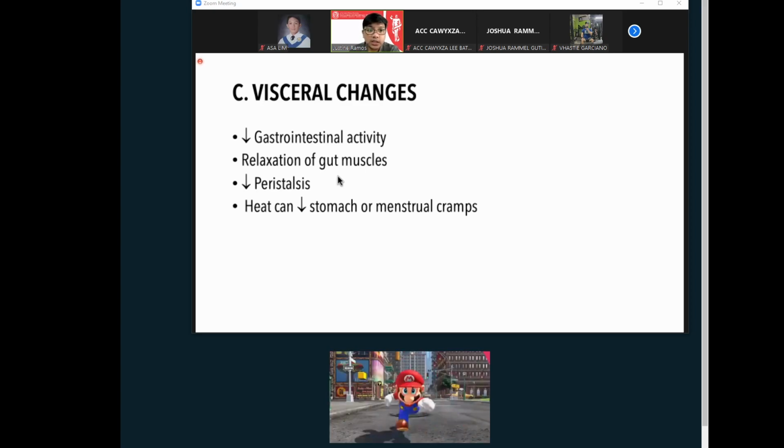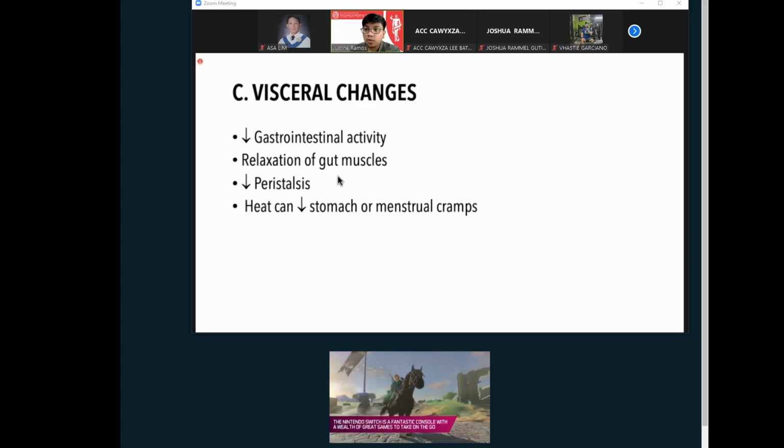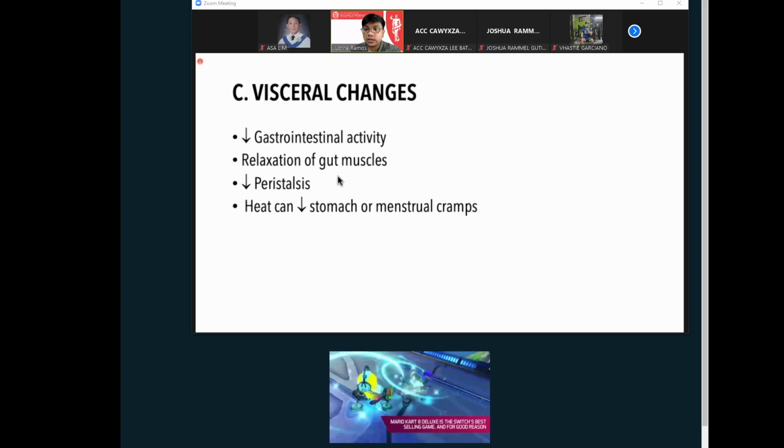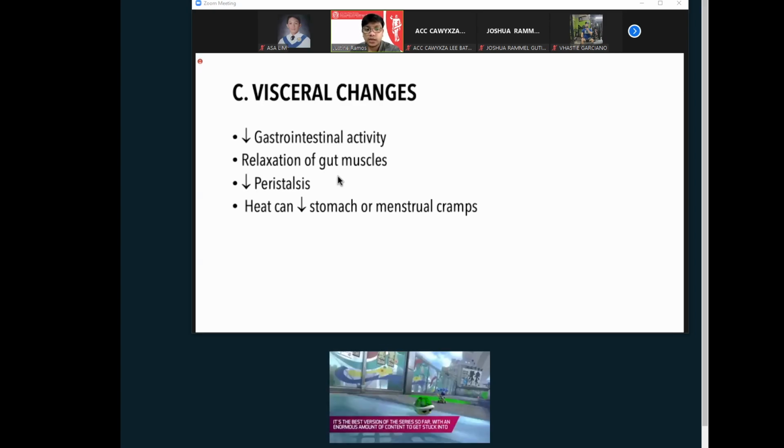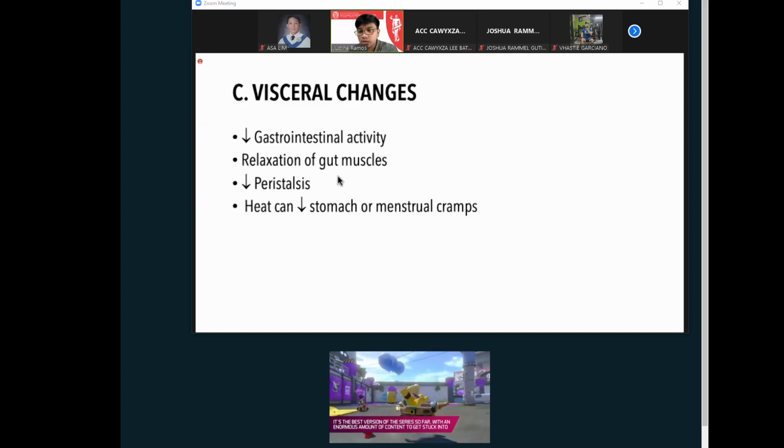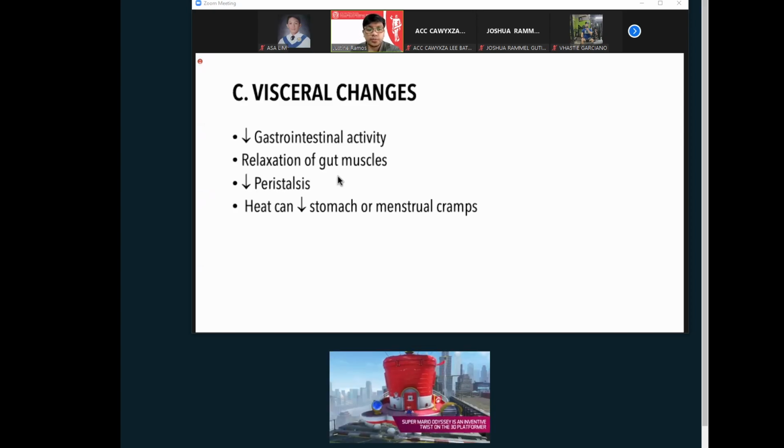Pero kung buntis yan, hindi mo pwede kasi syempre guguho ang ano niyan. Pag nag-apply ka ng local heating directly on a pregnant uterus, mapapaanak yan wala sa oras. So that's why it's an absolute contraindication to pregnancy.